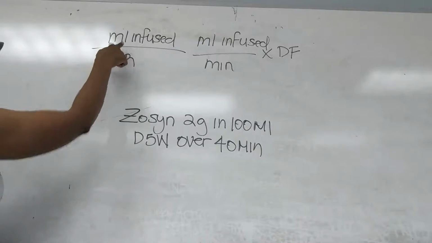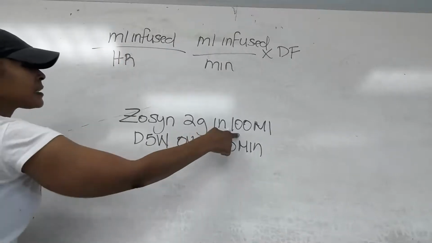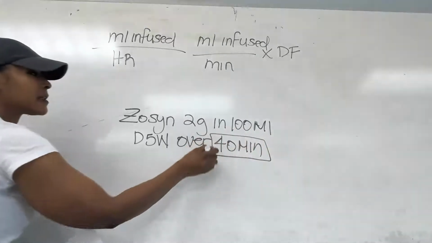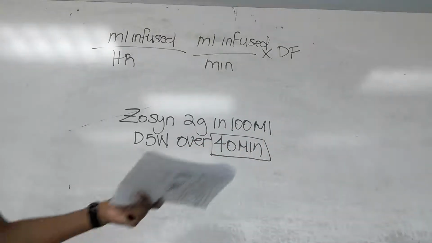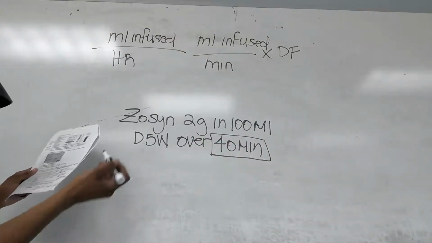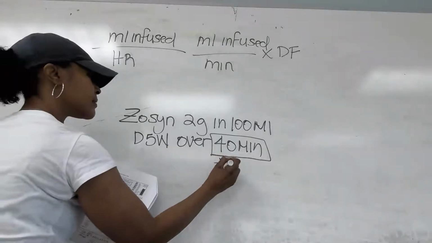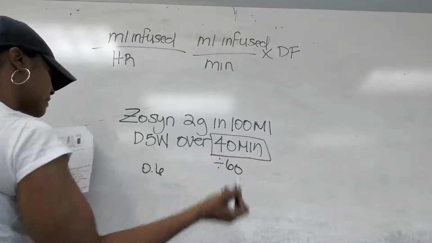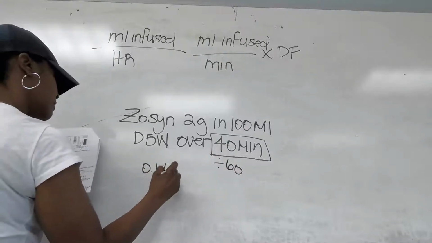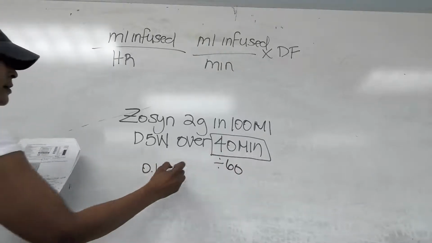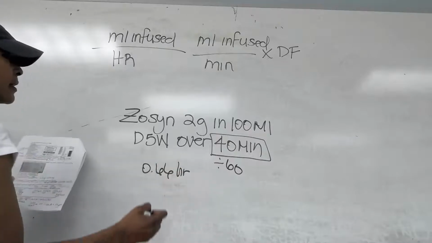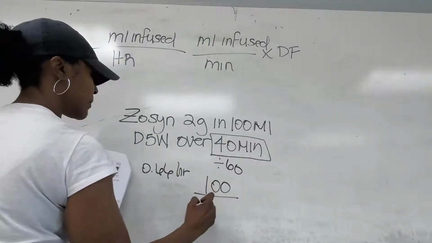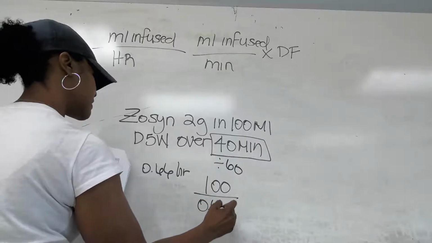So if it's milliliters and hours, we got milliliters, but where's the hour? So what do we do with this 40 minutes? We have to convert it to hours by dividing it by 60, and we come out with 0.6666. So we'll say 0.66 hours. Okay, so now the setup is 100 milliliters divided by 0.66.